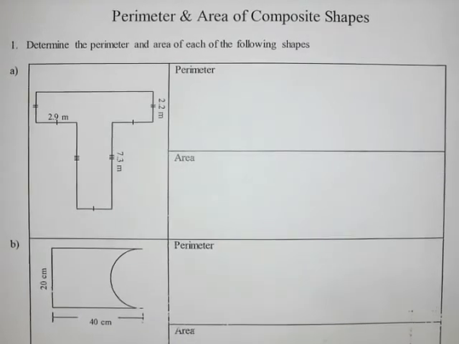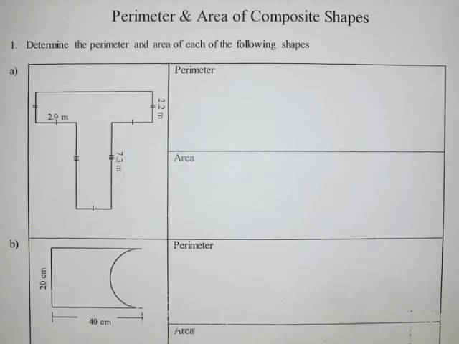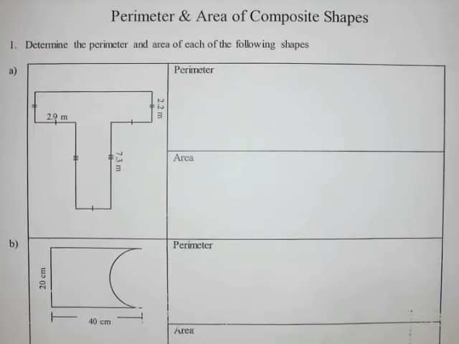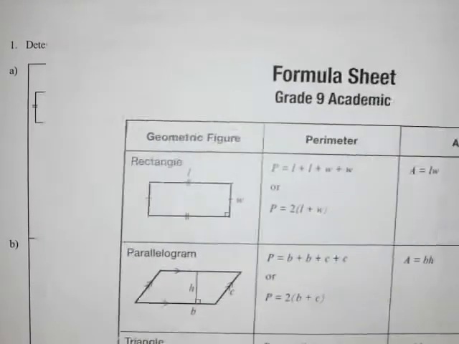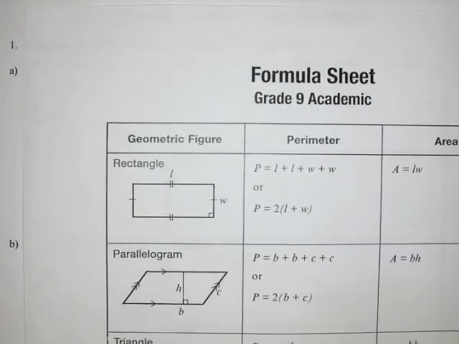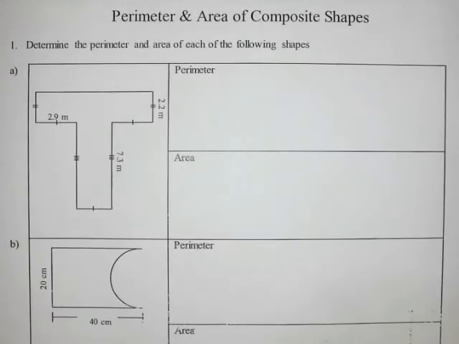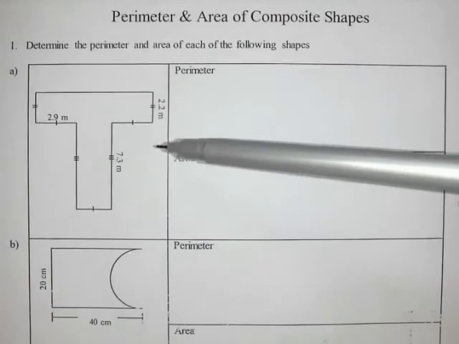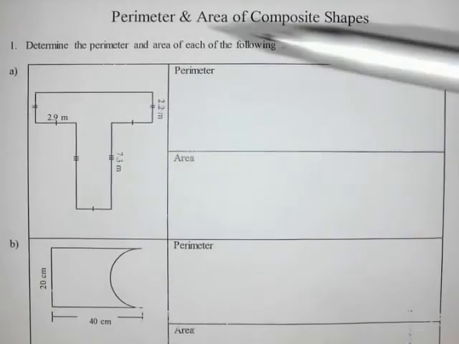Perimeter and area of composite shapes, example number 1A. Before you start this question, make sure you have your formula sheet that was included in your package. Our question says determine the perimeter and area of each of the following shapes. We are going to do the first shape, which looks like a giant letter T.